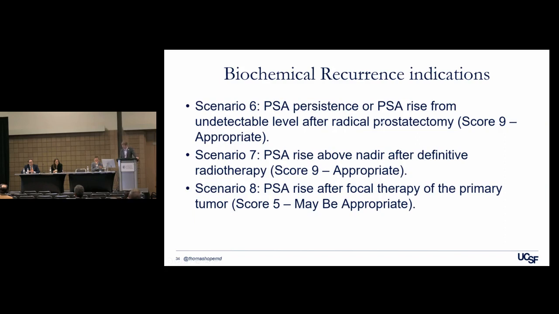So, biochemical recurrence indications, this is obviously the slam dunk setting of PSMA PET, right? If you have biochemical recurrence with a persistent or rising PSA after radical prostatectomy or after definitive radiotherapy, this is clearly the best imaging modality to stage those patients. We did not approve PSA rise after focal therapy of the primary tumor for a couple of reasons. One, the idea here was that this would actually sort of go back into the primary indication setting. So if you have a Gleason 4+5 tumor, you should be staged as if you're being initially staged. And secondly, it's unclear what PSA level defines biochemical recurrence after focal therapy as well.